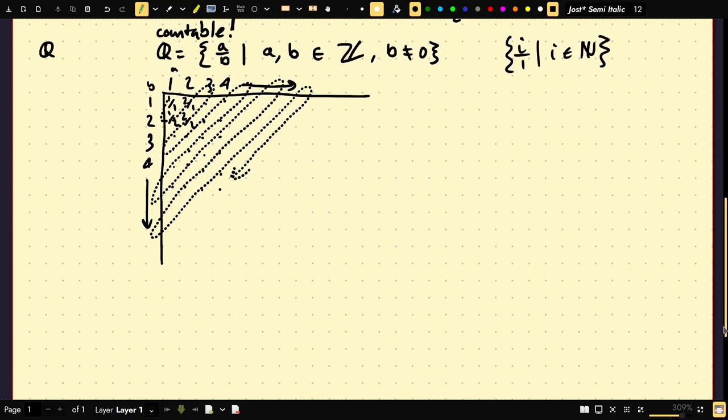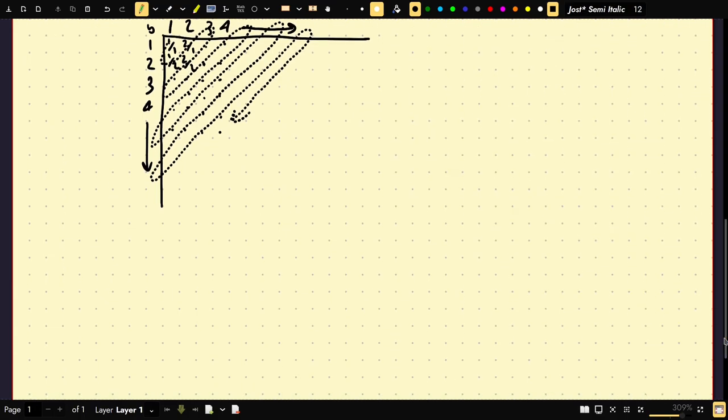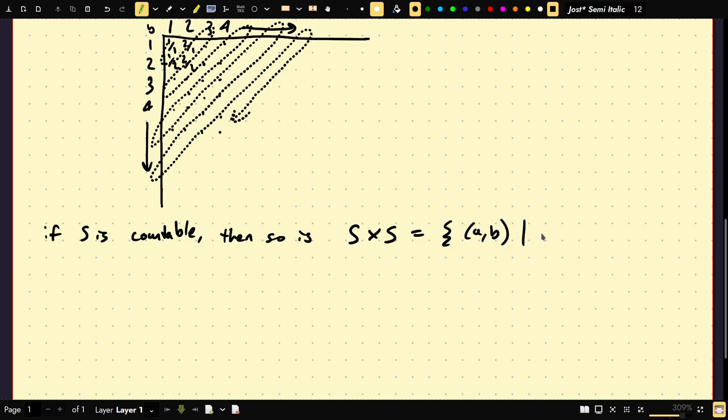You can generalize this argument for the rational numbers to take a Cartesian product. If S is countable, then so is S times S, which is equal to, this is a Cartesian product, right? So I'm going to say A comma B, such that A, B are in S. You can sort of diagonalize the same way.